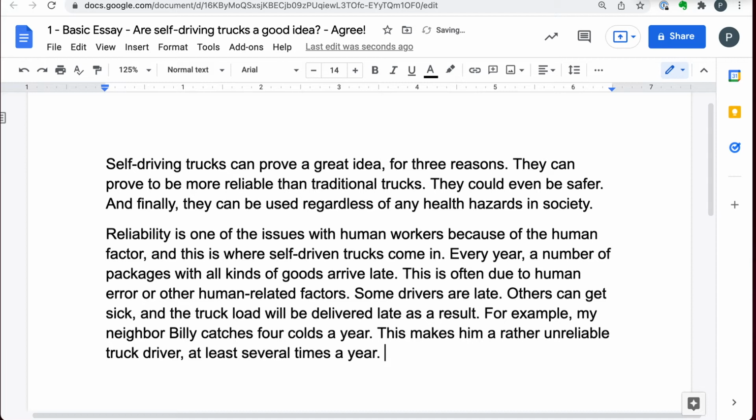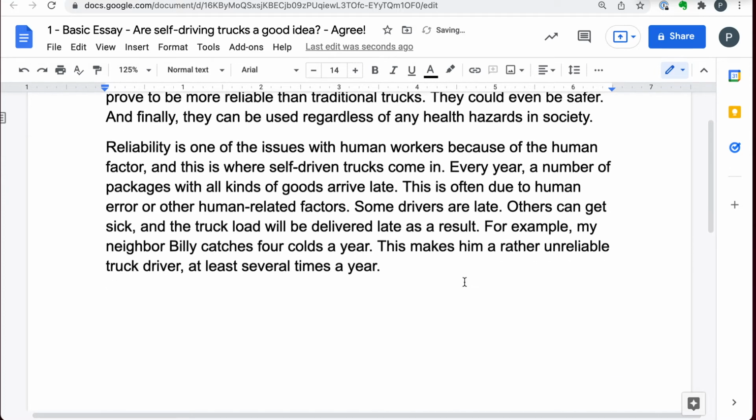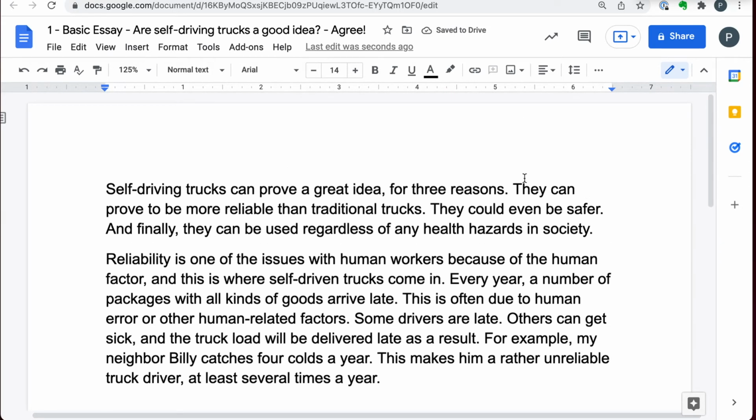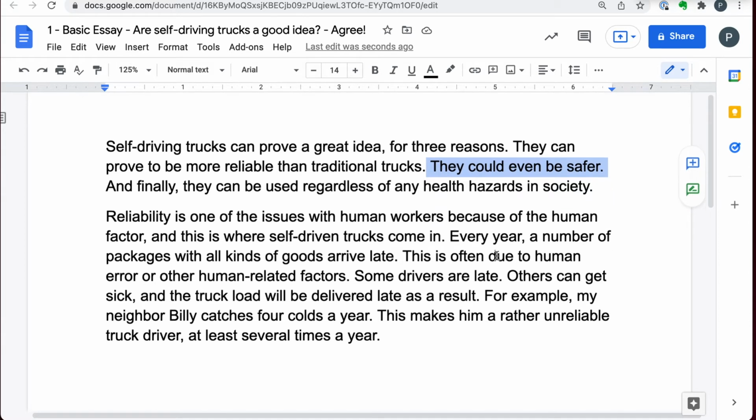There we go. So I provide an example. Again, I'm just making things up, but it doesn't matter. Moving on. Next is my next section. What is my next section about? All I have to do is look here. This is my second point: a self-driven truck is safer.